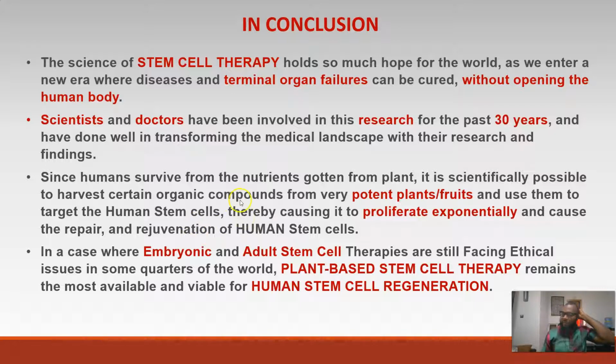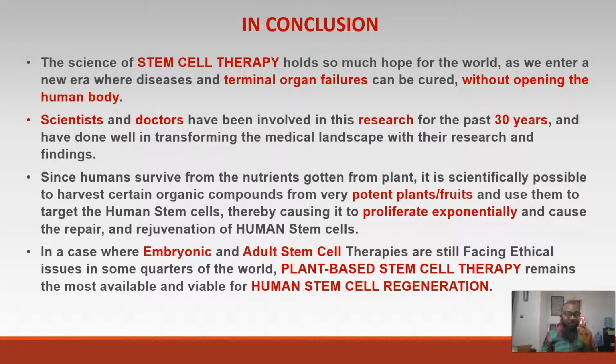So since humans can survive from the nutrients gotten from plants, like I said earlier, it is scientifically possible to harvest certain organic compounds from very potent plants and fruits and use them to target the human stem cells, thereby causing them to proliferate exponentially and cause the repair and rejuvenation of our own human stem cells. In a case where embryonic and adult stem cell therapies are facing ethical issues in some quarters of the world, plant-based stem cell therapy remains the most viable and available for human stem cell generation.